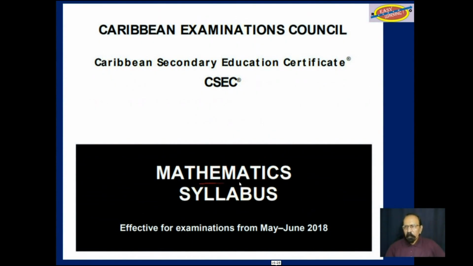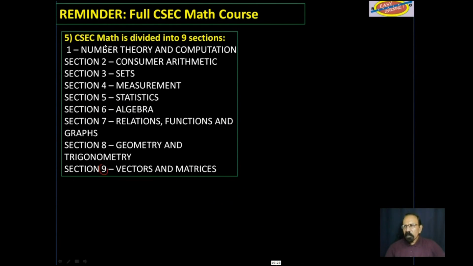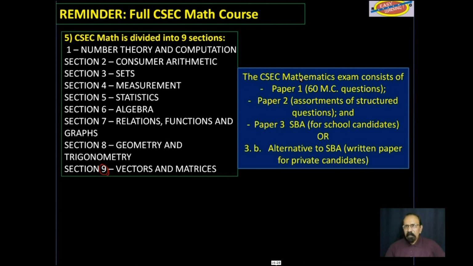We continue with the mathematics syllabus, CSEC 2018 to 2027. These are the 9 sections that the syllabus is divided into. Just a reminder that for the examination, you have 3 papers.